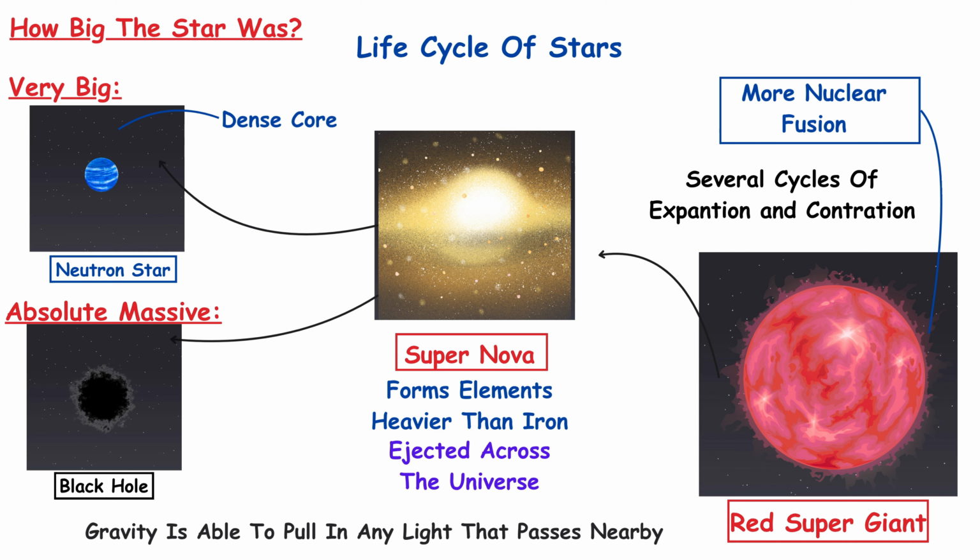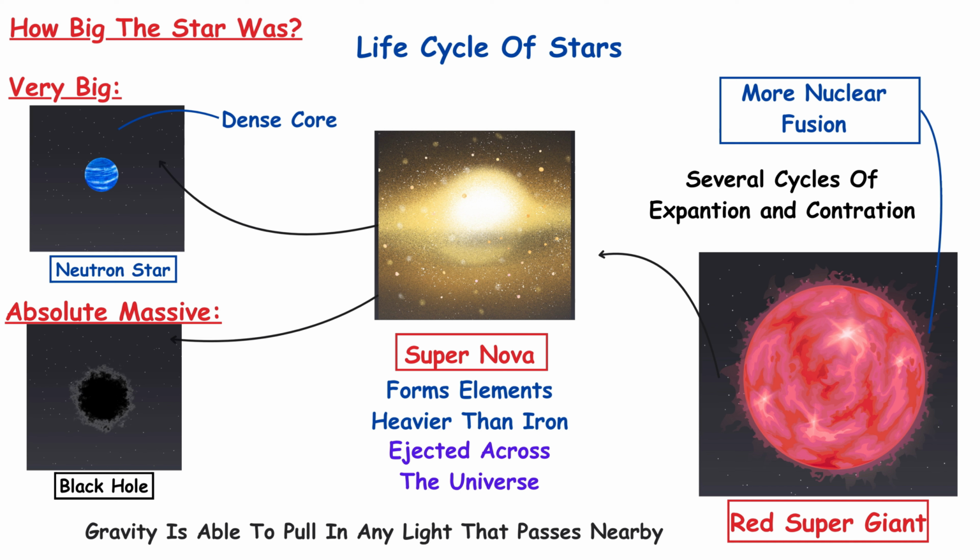This powerful explosion creates elements heavier than iron and hurls them across space, contributing to the formation of new celestial bodies. What follows the supernova also depends on the size of the original star. If the star was very large, the remaining core becomes an incredibly dense object known as a neutron star. These are small in size but extremely dense, composed almost entirely of neutrons.